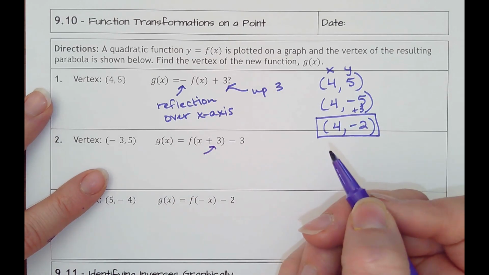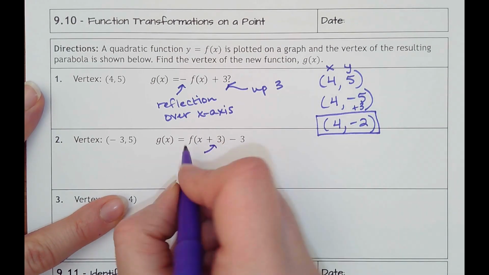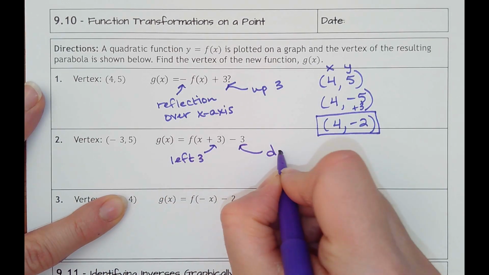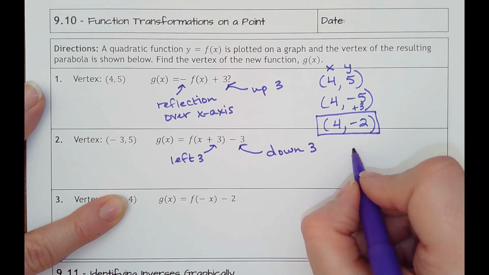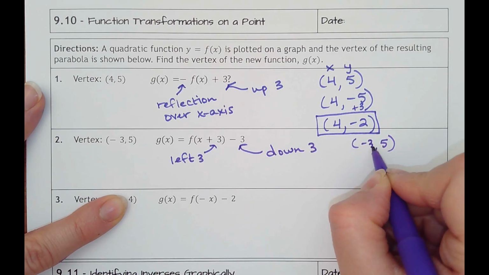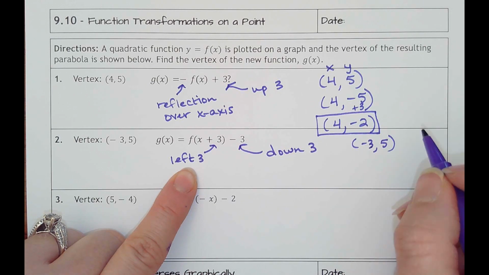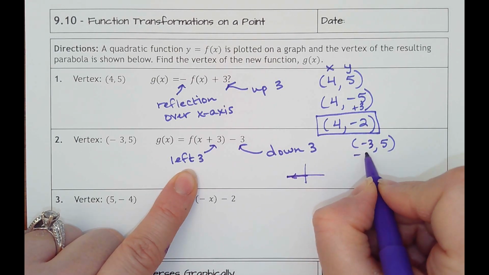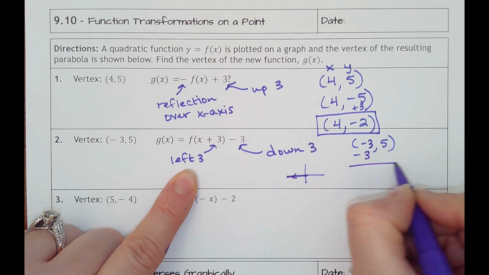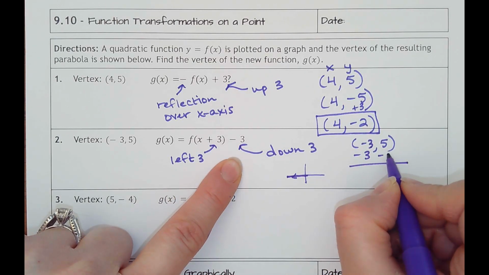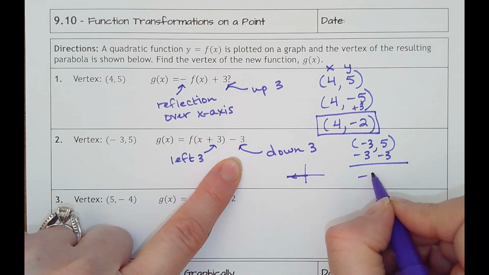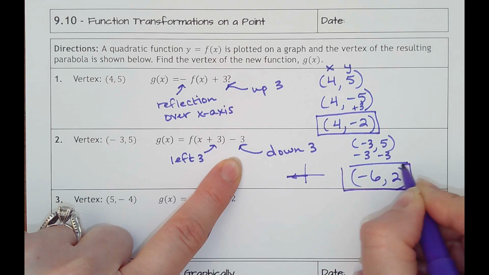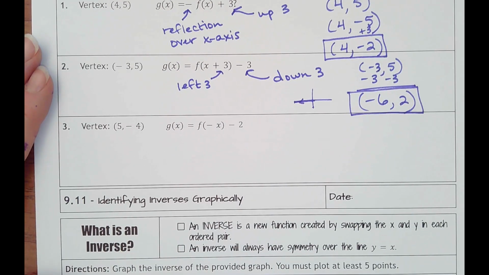All right, number 2, this function has an x plus 3. So this is my left or right movement. It's the opposite of the plus, so it actually went left 3 units, and then it went down 3 units. And so if my vertex was at (-3, 5), I'm going to go left 3. Left 3 is an x value, so I'm going to go back 3, and I'm going to go down 3. And so -3 minus 3 would be -6, 5 minus 3 would be 2, and that would be my new vertex.